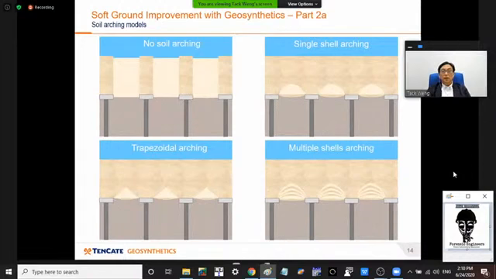Then you have the single shell arching, where a dome forms, and here you can see a larger area of the soil where the weight is transferred onto the subgrade. And lastly, there is recently the multiple shells arching, or concentric shell arching, where multiple shells form and load gets transferred onto the pile caps, and only a small portion of the soil weight is loaded onto the subgrade.